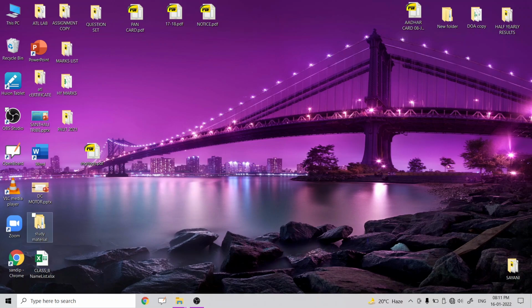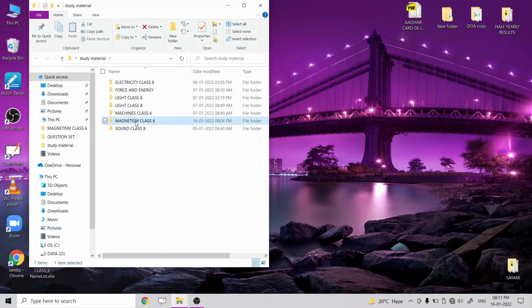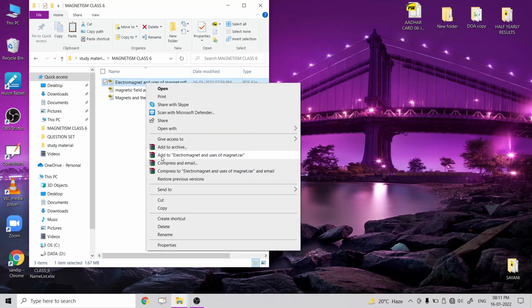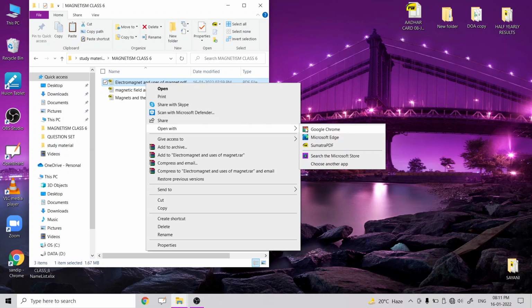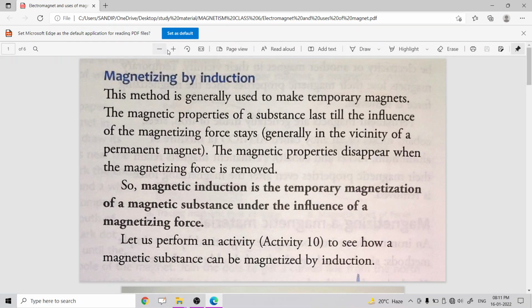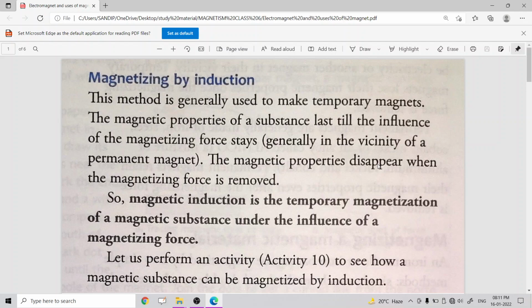Now today we are going to discuss an electromagnet and its uses, and how we can create an electromagnet. First, today we have to know what magnetizing by induction method is. So first is magnetizing by induction method.